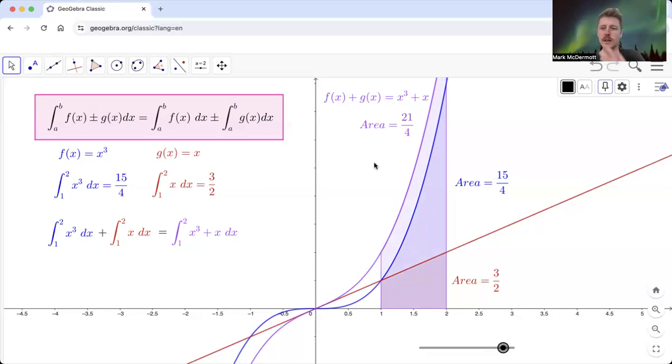And I suppose our big conclusion here, the big finale of this, is that 15 on 4, so the area of the blue section, plus 3 on 2, gives us 21 on 4. So obviously that's not a proof, but it goes to show that if you are taking the integral of a sum of two functions, or more for that matter, then that's equal to the sum of the integrals. So, interesting property there, very useful and very necessary to wrap your head around.